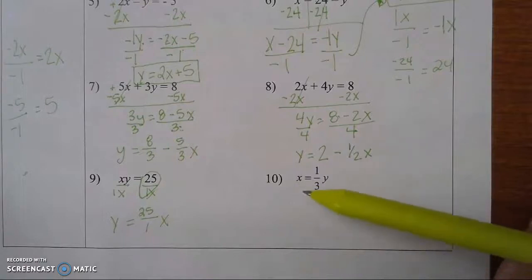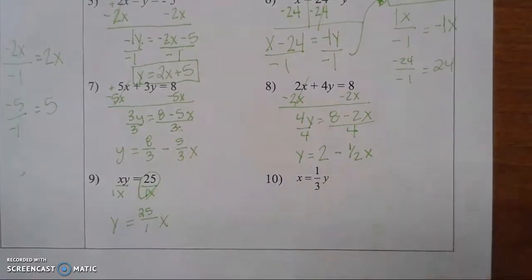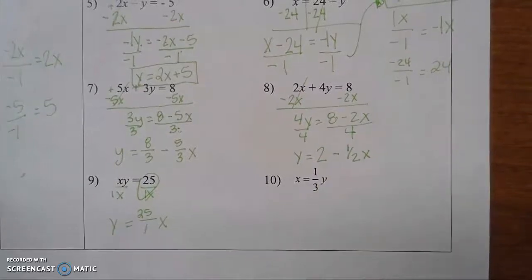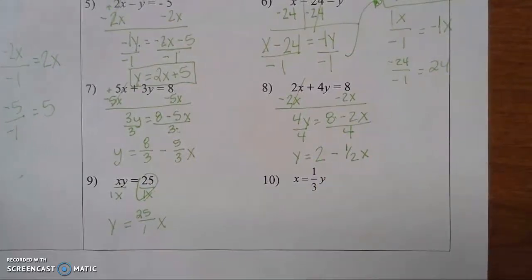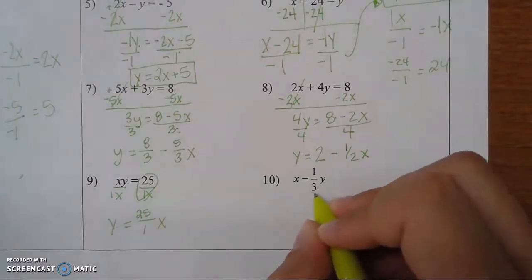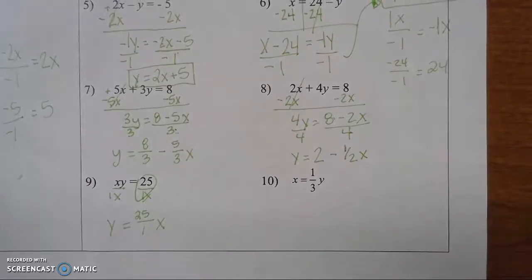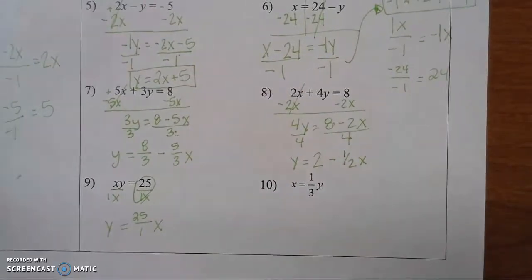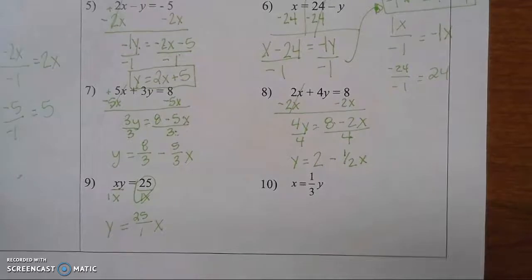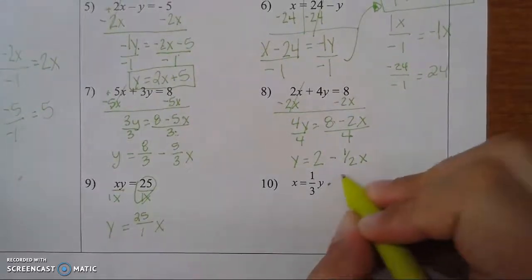Alright, and this last one, number 10. So again, we want to get y by itself, but we need to move this 1/3 over to the other side. If you guys remember, to move a fraction, right now the 1/3 and the y are multiplying, so the opposite of multiplying is to divide. But remember, we cannot divide fractions. So what we do is we multiply by the reciprocal on both sides. So the reciprocal of 1/3 is 3 over 1.